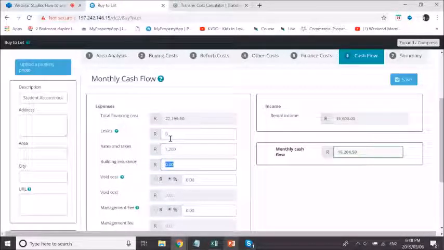The building insurance, what I'm going to put here is 550, which includes Wi-Fi. So what I've done there is the Wi-Fi will be about 350 Rand, 300 odd Rand, and then some insurance on top of that. Void cost.